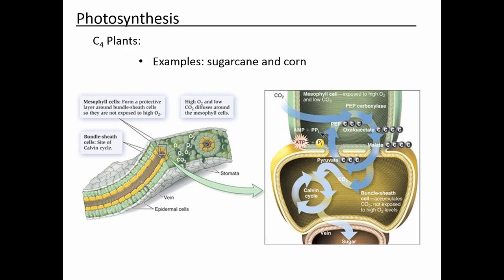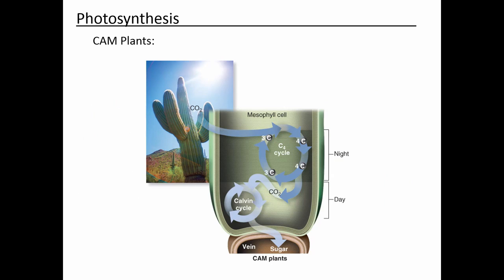Okay, so that's what happens in C4 plants. And then CAM plants do something similar. So CAM plants also separate initial carbon fixation from the Calvin cycle. But rather than separating the two processes into two different cell types, a CAM plant separates them in time. So initial carbon fixation happens at night, and then the Calvin cycle happens during the day. So what these plants do is at night, when it's cool out, they'll have their stomata open and they'll take in carbon dioxide and produce a 4-carbon molecule.